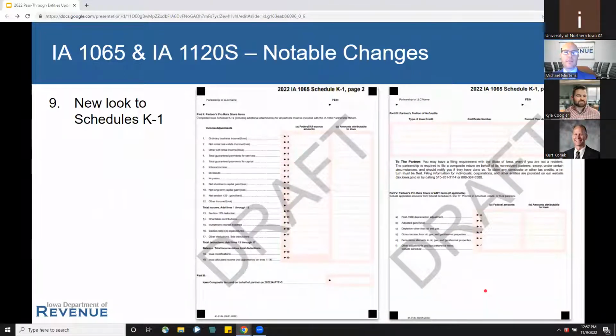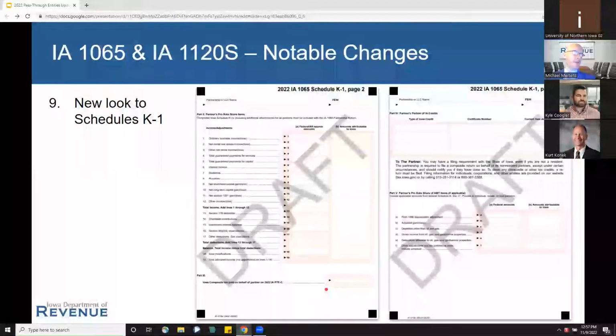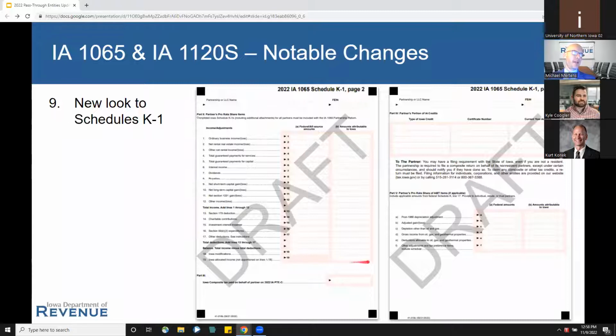And then finally, there's a new look to the Iowa Schedules K-1 for both partnership and S corporation. I've only posted the partnership here, but S corporation looks very similar. You'll see there's a new Part 3 for reporting the composite tax for that non-resident member. There's some specific reporting for Iowa non-business income that is allocated to Iowa for that particular partner or shareholder. And then the AMT items that were traditionally part of the main K-1 have been moved to a separate part.